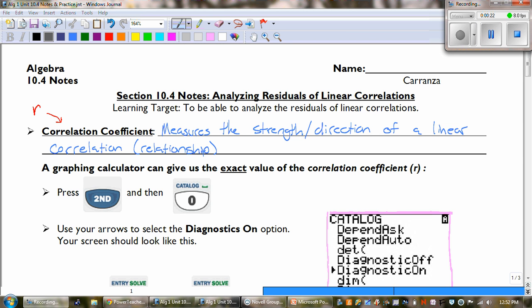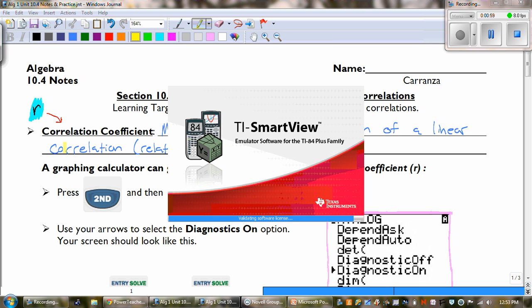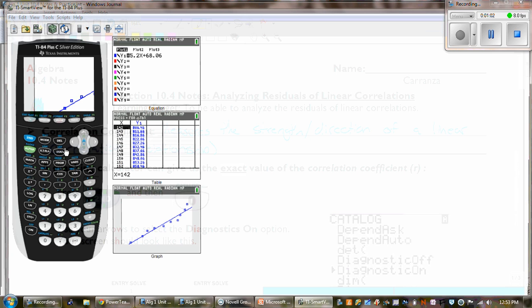The correlation coefficient measures the strength and direction of a linear correlation relationship. The key thing to know in the calculators is that it is going to be the variable r. So a graphing calculator can give us the exact value of a correlation coefficient. Now, the way to do that, let me show you. Let me pull up my graphing calculator. Hopefully you guys got yours in front of you or you're taking good notes so you can follow along when you have to do this yourself.